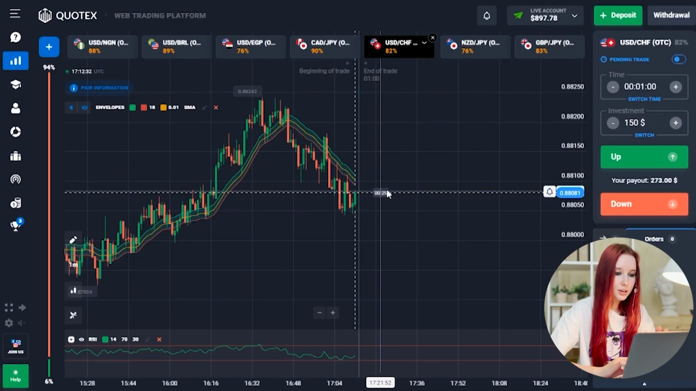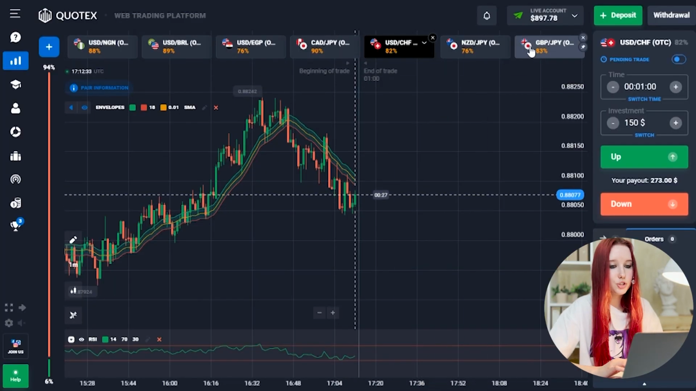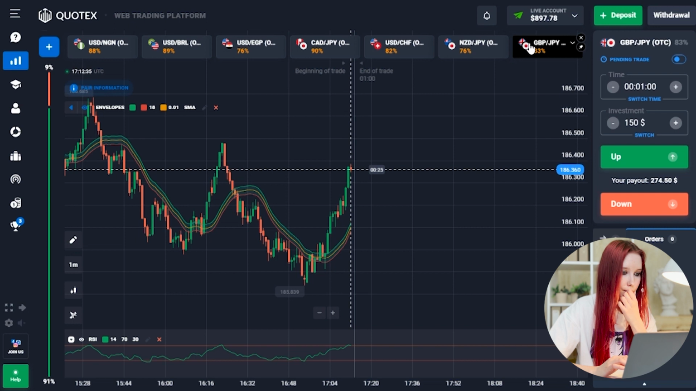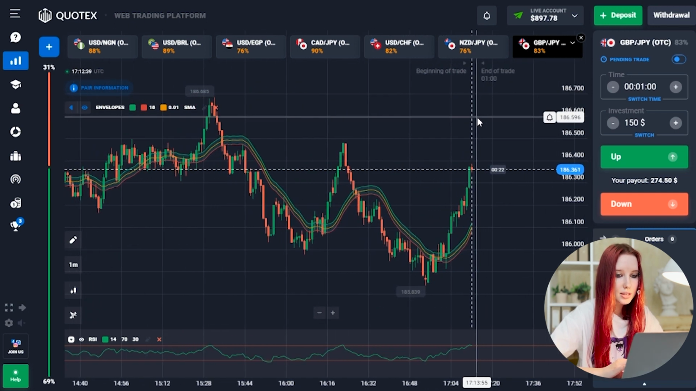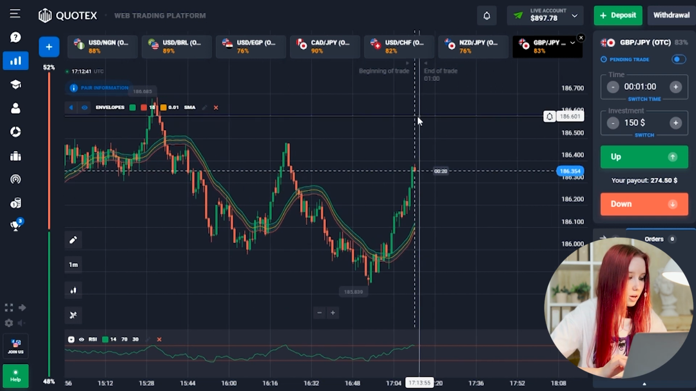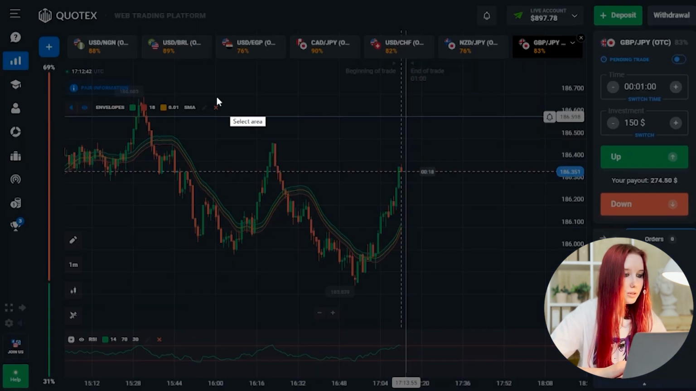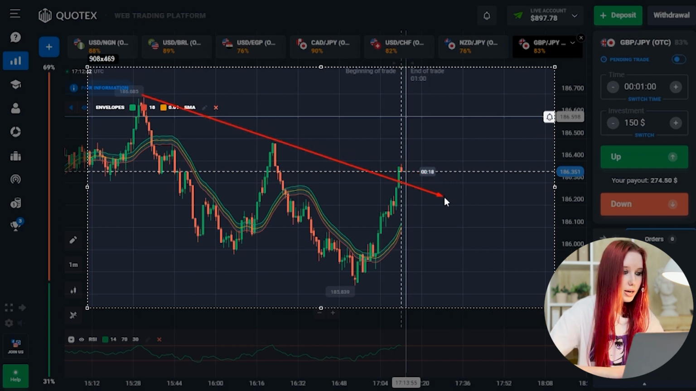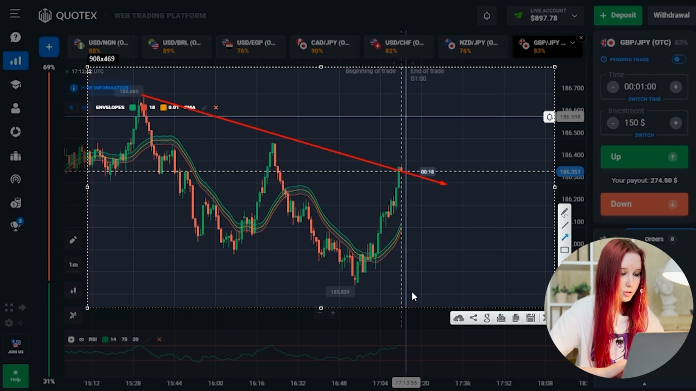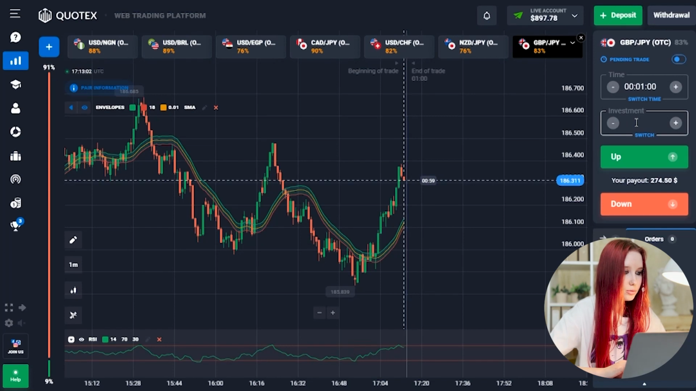Okay, let's move on to the next currency pair, the British pound and Japanese yen. And here we can notice a flat, but now it has reached one of these resistance levels. Also, according to the RSI indicator, we can see that the price has reached 30 and is already starting its reversal. So I want to increase the investment to $170 and open a trade down.